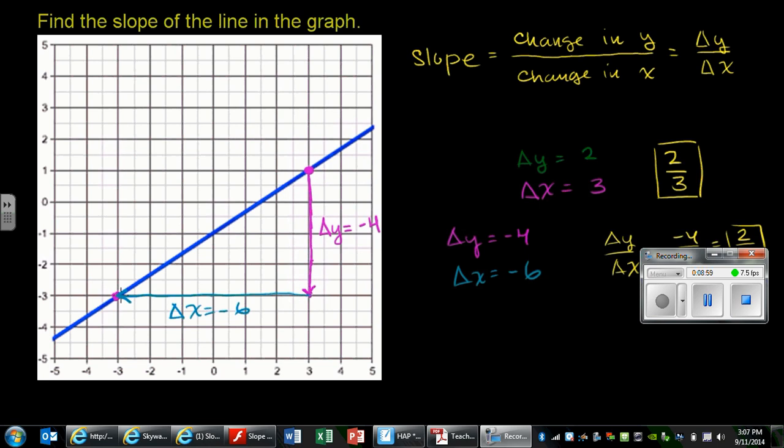If I view this as my starting point, I could say that I went up 4, so my change in y would be 4, and then my change in x would be 6. And either way, once again, change in y over change in x is going to be 4 over 6, 2/3. So no matter which point you choose, as long as you think about it in a consistent way, you're going to get the same value for slope.